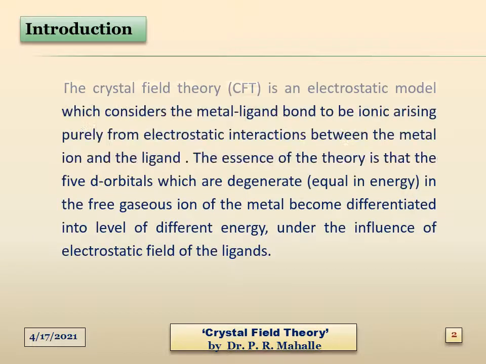We will see first the introduction. The crystal field theory is an electrostatic model which considers the metal ligand bond to be ionic, arising purely from the electrostatic interaction between the metal ion and the ligand. The essence of the theory is that the 5 d orbitals, which are degenerate, that is equal in energy, in the free gaseous metal ion become differentiated into levels of different energy under the influence of the electrostatic field of ligands.